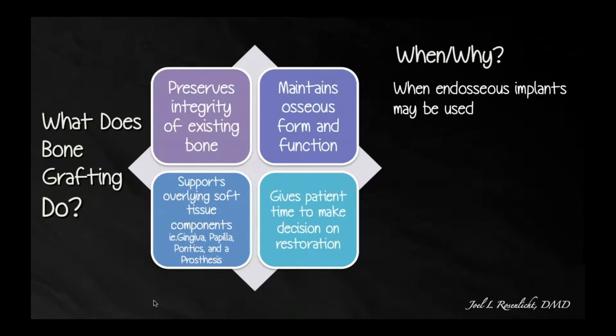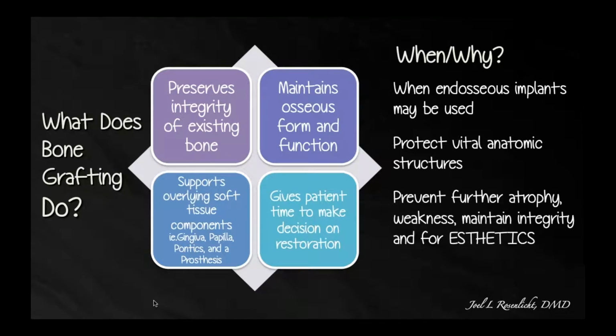So when and why should we do it? Well, I think we should be doing it on any patient that we're taking out teeth on when we're contemplating placing endosseous implants. I think we should do it on patients who we want to protect vital anatomical structures. And I think we want to do it on patients when we want to prevent further atrophy, weakness. We want to maintain the integrity of the bone, and for future aesthetic needs. And we'll talk about immediate repairs, immediate replacements to maintain aesthetics also.